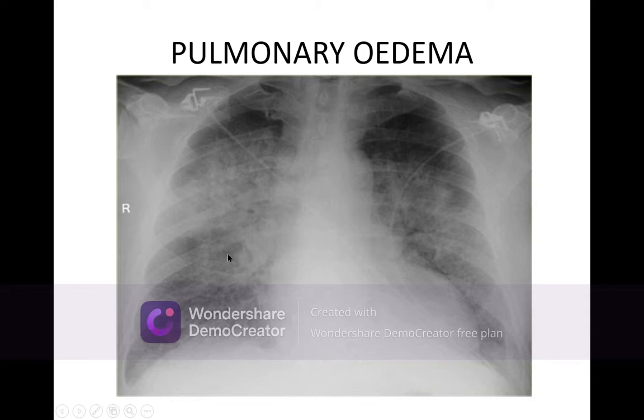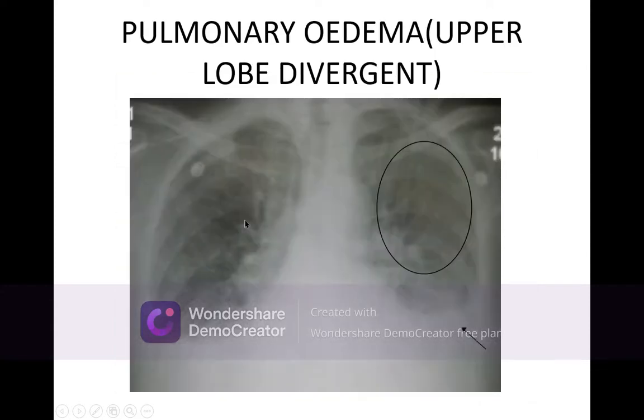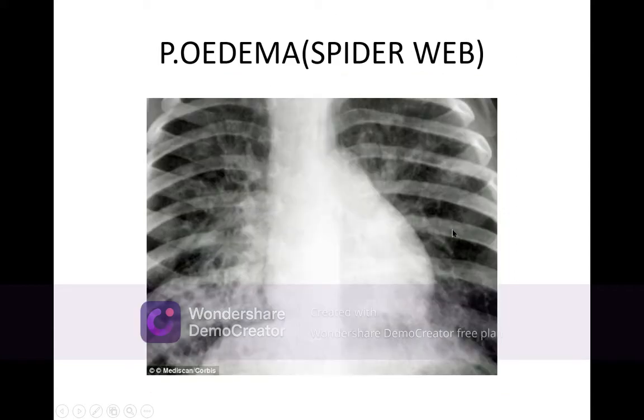So it is resolving. If you give the loop diuretic, it will resolve day by day and it will take different types of shapes. Upper lobe divergent, this is upper lobe divergent. The lines are A lines basically, and upper lobe divergent. Again, this is a sign of pulmonary edema.